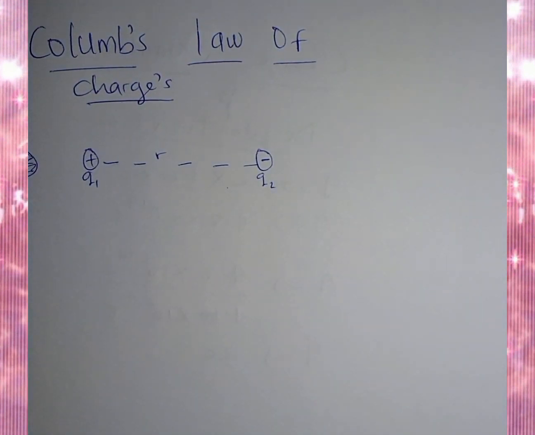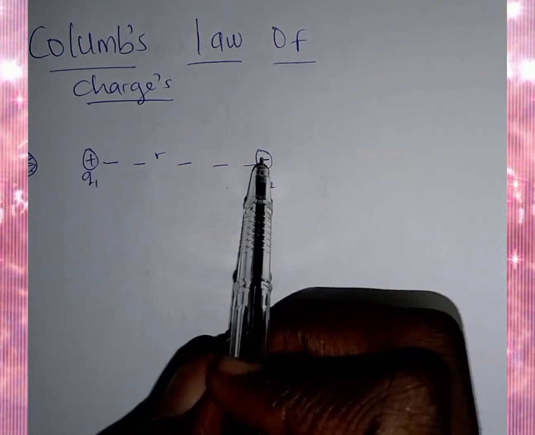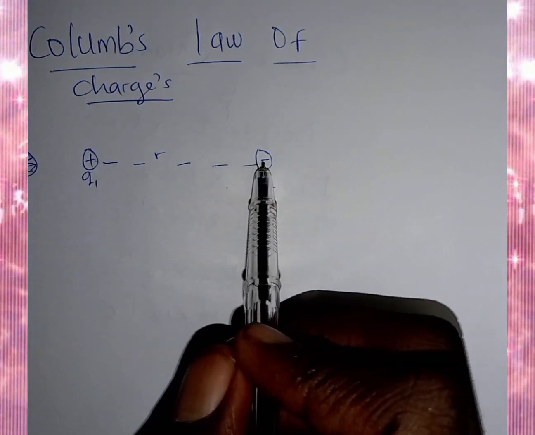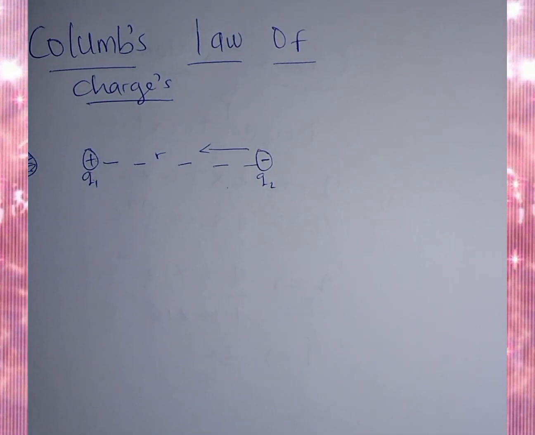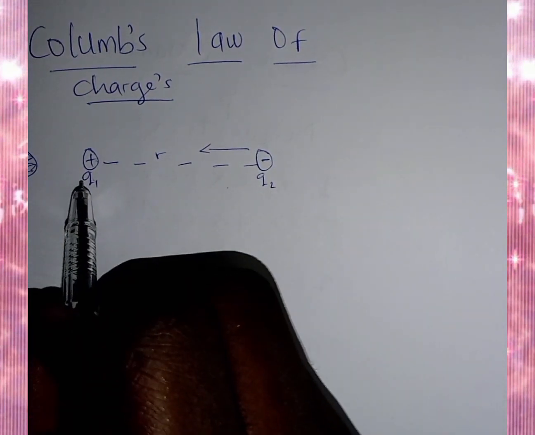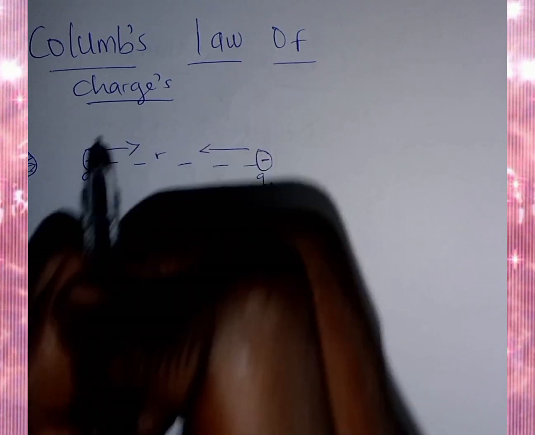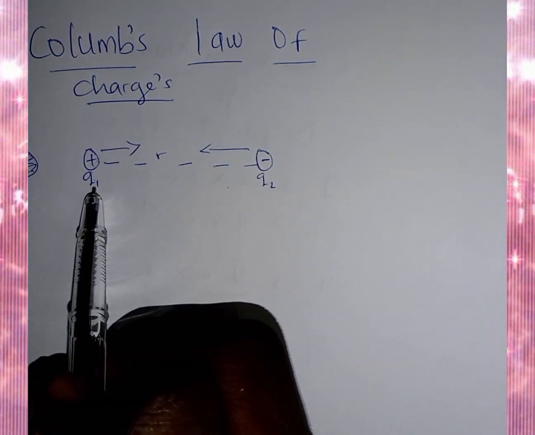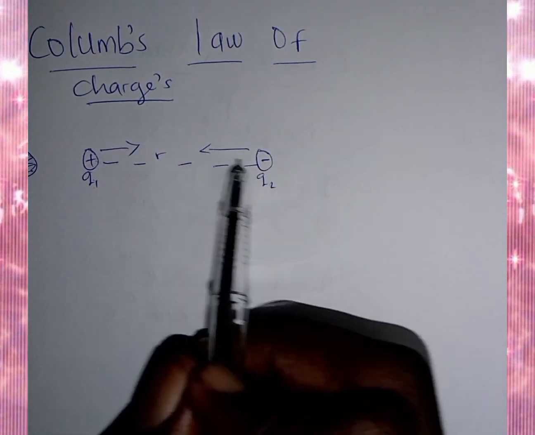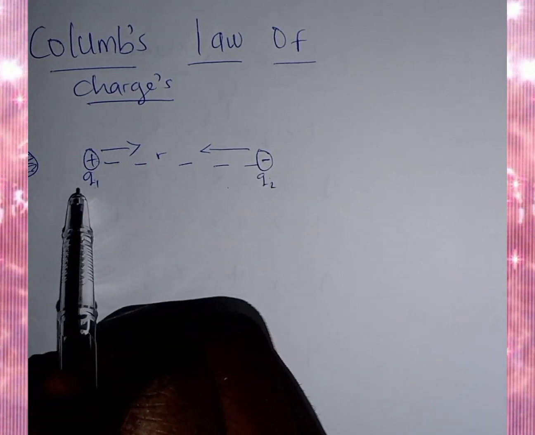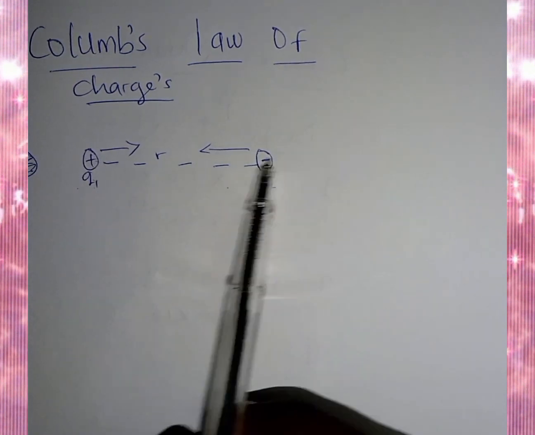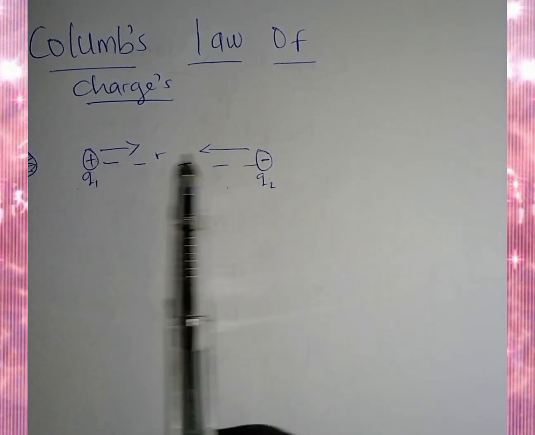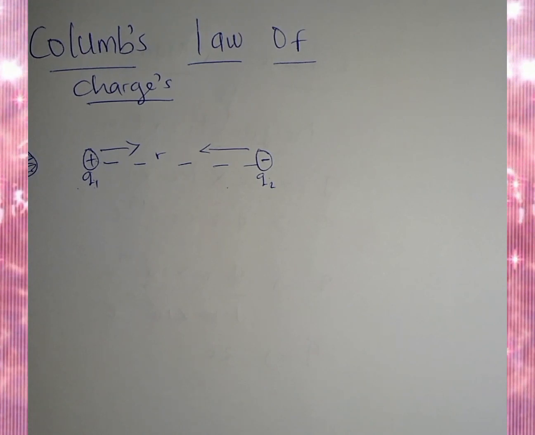Now, this is what happens to these charges. Please take note. This Q1 attracts this one. Are we together? So there's a force of attraction from Q1, and Q2 attracts Q1. So Q1 attracts Q2, which is coming this way, and Q2 attracts Q1 and is attracted this way. This is unlike charges, you know, they will attract. So that's why they're attracting each other. Please take note of this.